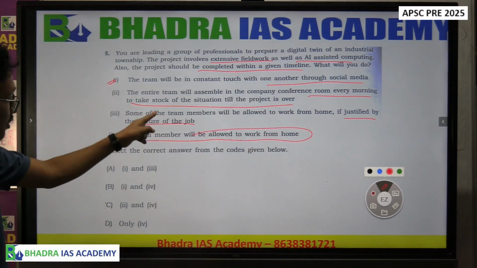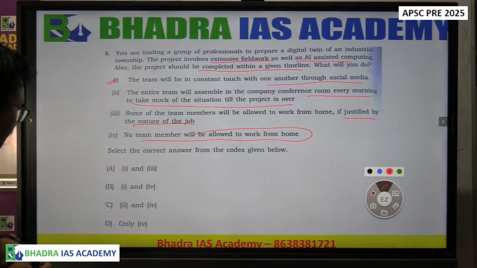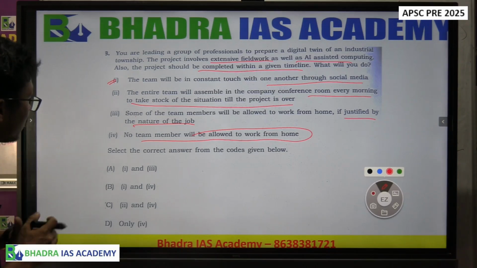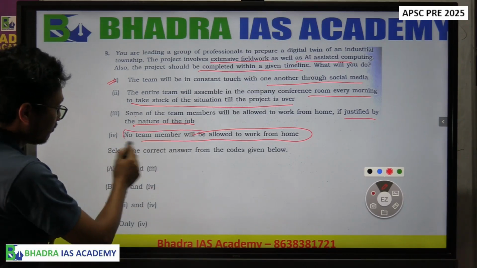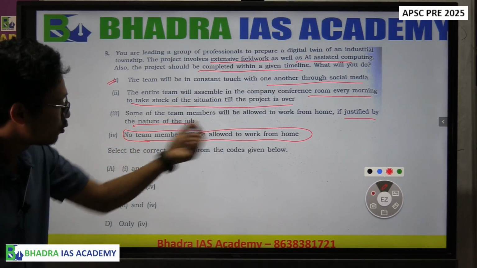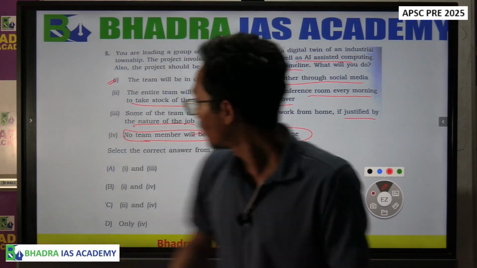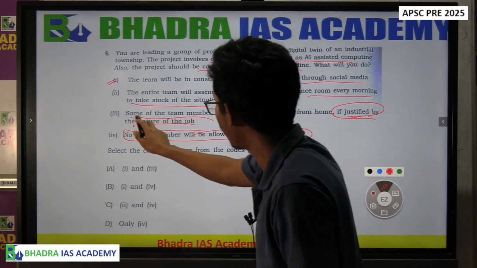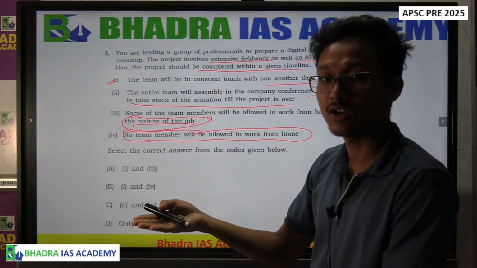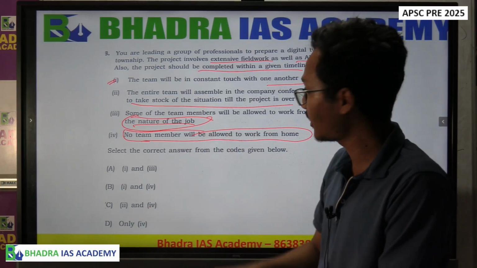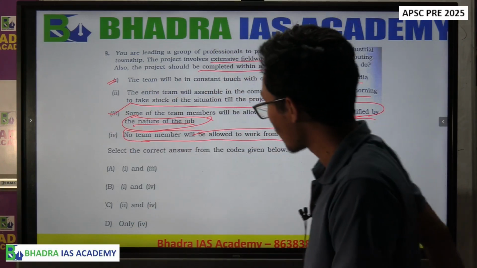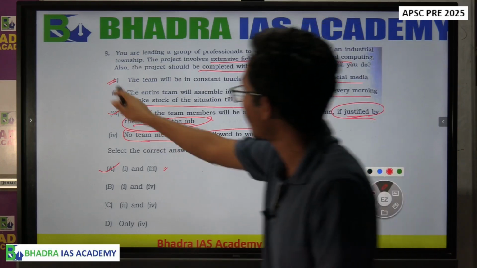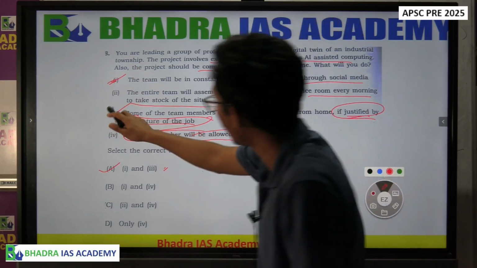Okay, these two are contradictory. So if this is true, then that cannot be. Among these, 3 and 4 are possible. Now we cannot directly say that work from home is not allowed. So that will depend on whether it is justified by the nature of the job. Depending on the nature, whether work from home can be done or not, it will depend on that. So 3 will be the answer. So 1 and 3 will be the correct answer.